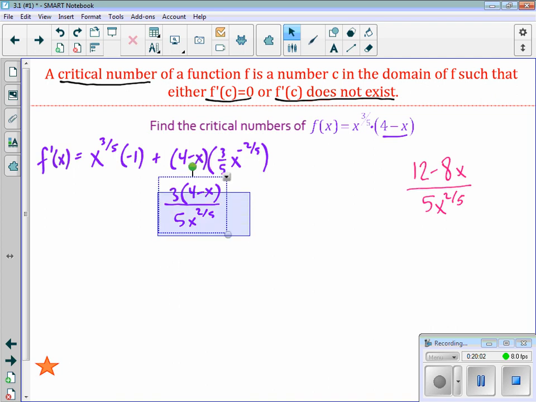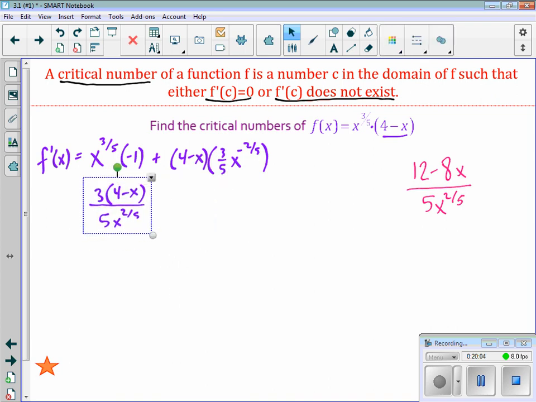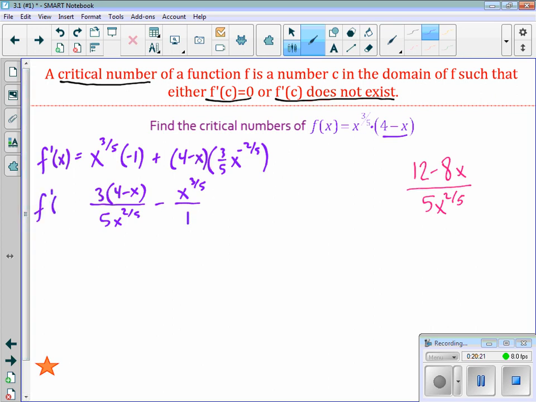Okay, so that's that piece in the back. I'm just going to move it to the front. And then this piece here is a minus x to the 3/5. So I'm just going to write that as x to the 3/5 over 1. And you wouldn't have to do that with a derivative. Again, the reason I'm doing it is because I want to set the top to 0 and the bottom to 0. It's easier to solve that part of the problem.